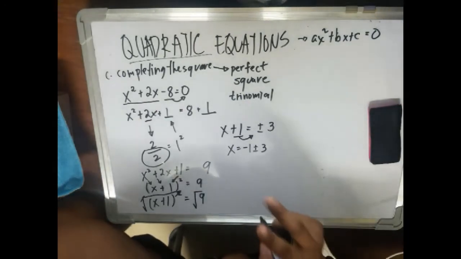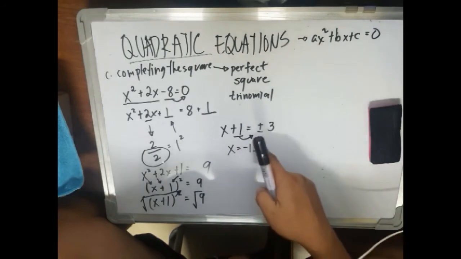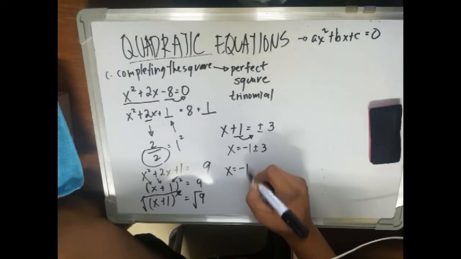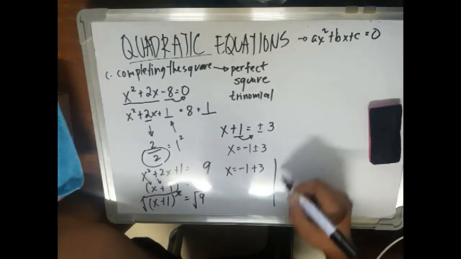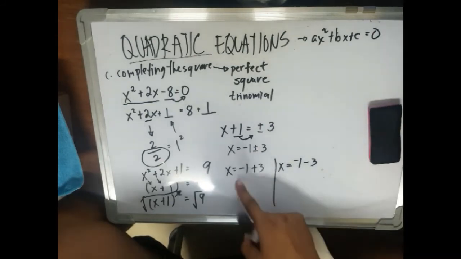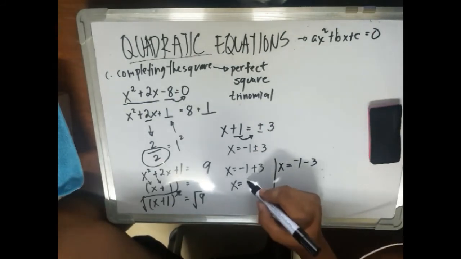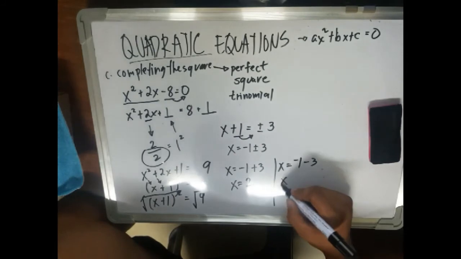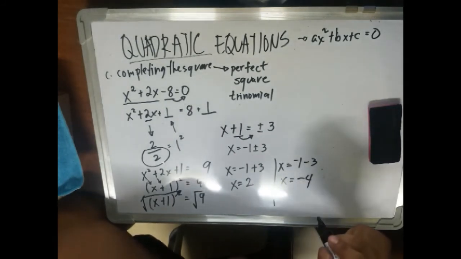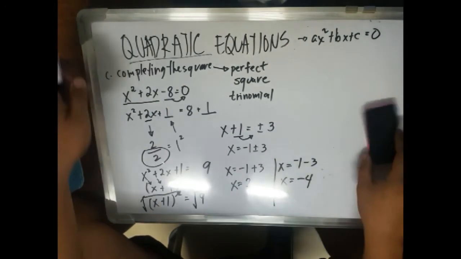Okay? So, dalawa yung sagot. It's negative 1 plus 3. The other one is negative 1 minus 3. So, negative 1 plus 3 equals 2, and the other one is negative 4. So, yung tinatawag nating completing the square. Okay? So, let's have another example.